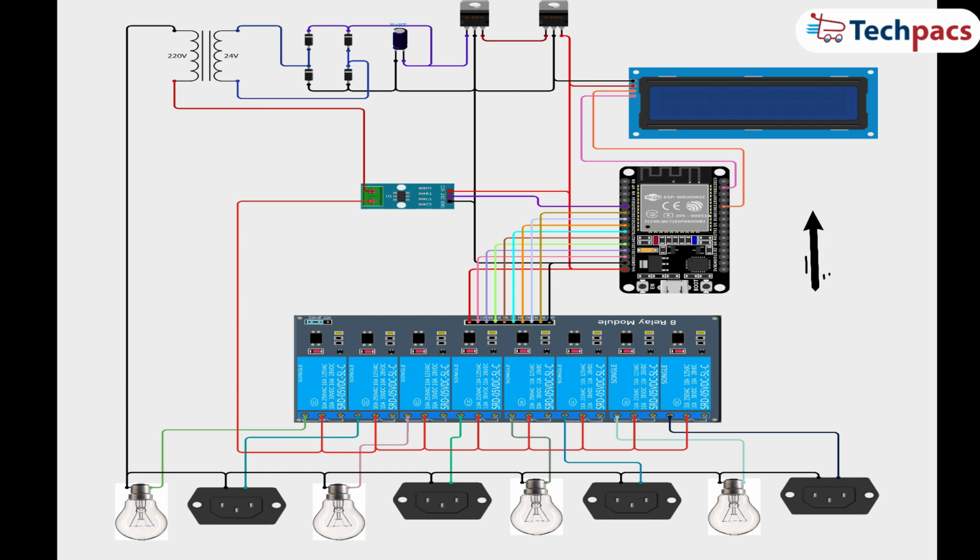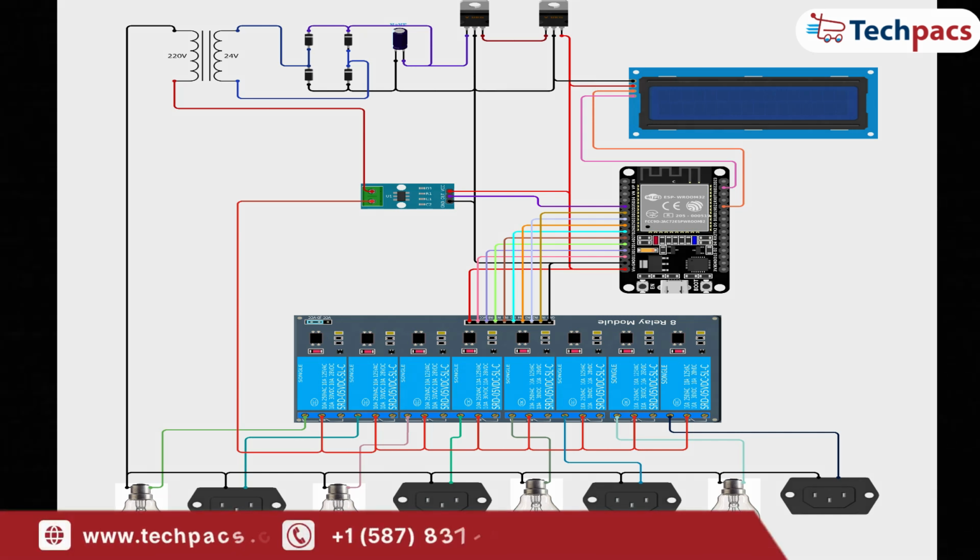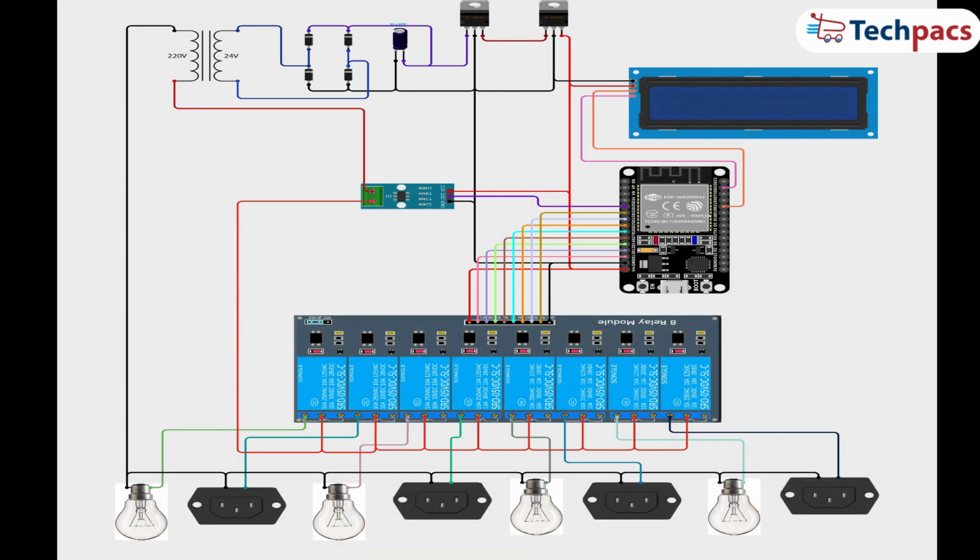checking. 20x4 I2C LCD. This LCD screen is connected to the ESP32 using the I2C interface, utilizing the SDA and SCL lines. It displays real-time information about the status of the devices, on or off, and the current load in each room. This gives a visual indication of the system's performance and helps in monitoring.